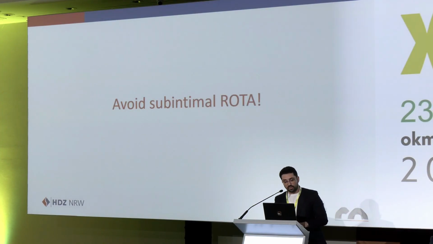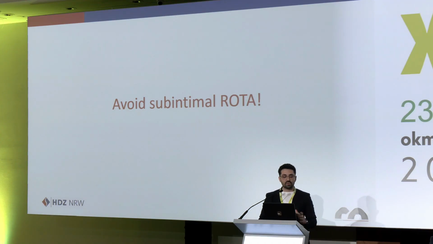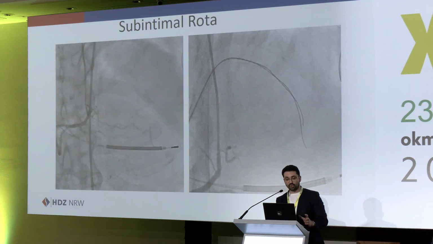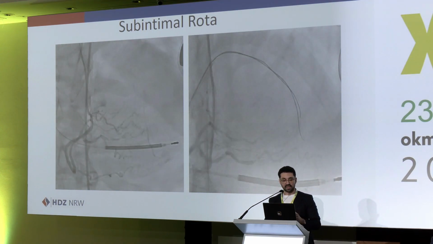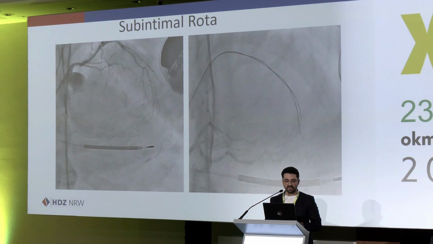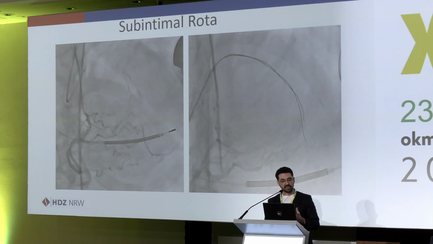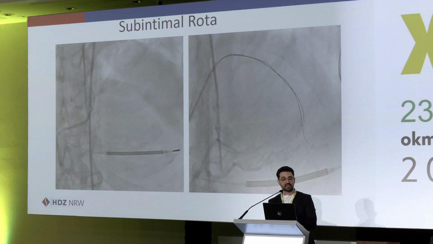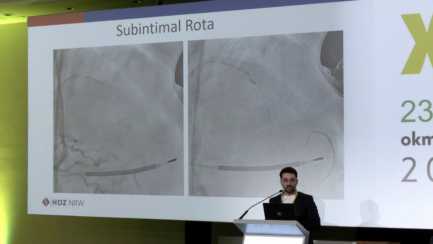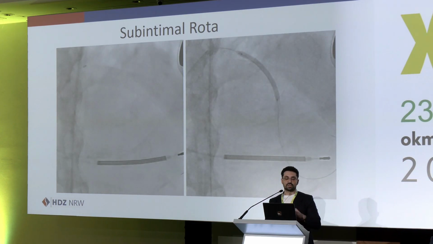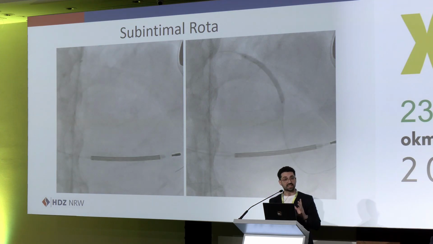For more advanced CTO PCI, we should avoid subintimal rota because, in my opinion, it has a higher risk of perforations. This is a case of a calcified LAD CTO PCI. I managed to re-enter with IVUS and parallel techniques into the true lumen in the mid RCA. Because I had friction with a microcatheter, I decided to rotablate. It was, I guess, a 1.25 burr, not a big burr at all, but sometimes it's enough to get perforation in the subintimal space.